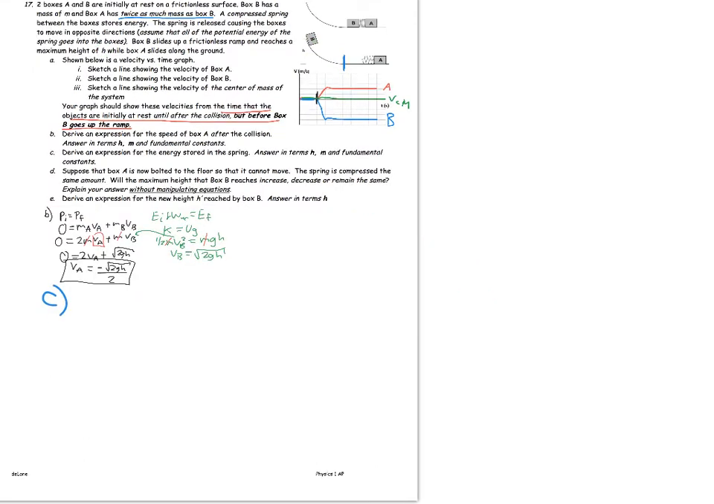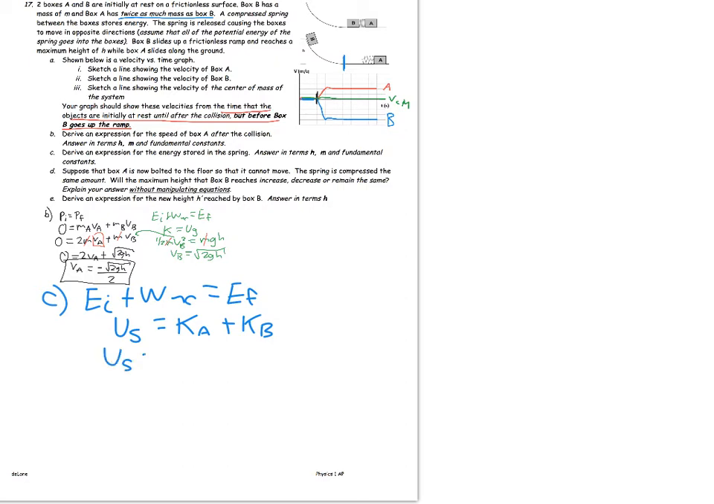So for C, I'm asked to figure out the energy stored in the spring here. And so in order to do that, I'm going to think about my conservation of energy for the system as a whole, thinking about that spring potential energy that the system started with, that ultimately became the kinetic energy of the two blocks. So I'm going to say my initial energy was that spring potential energy. We have no work done by non-conservative forces, and that ultimately became the kinetic energy of the two blocks.